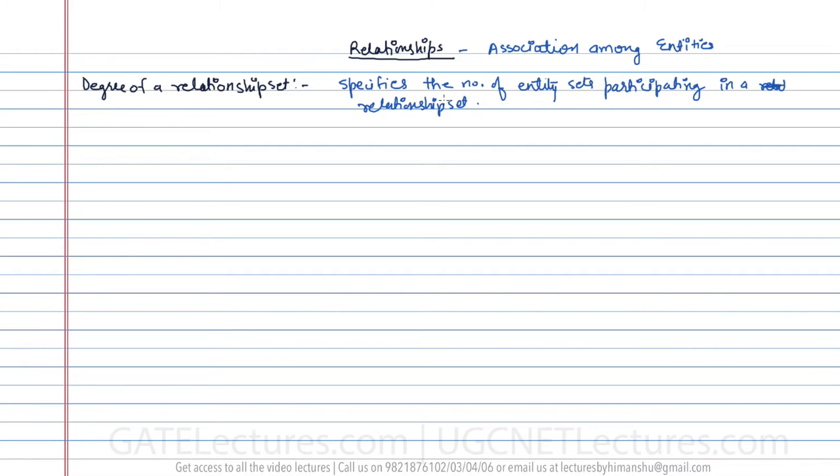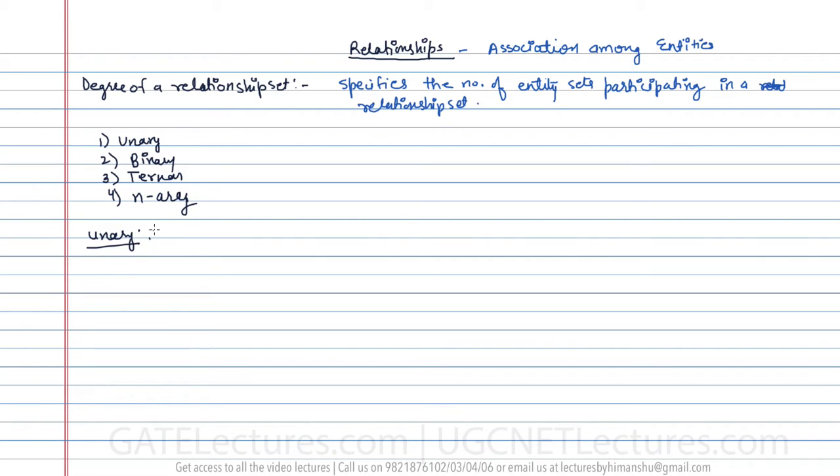This degree of a relationship can be given in different ways. A degree of a relationship can be unary, binary, ternary, or an n-ary relationship. The first one is unary. Unary means there are no two entities present in this relationship. Everything is represented by one single entity.